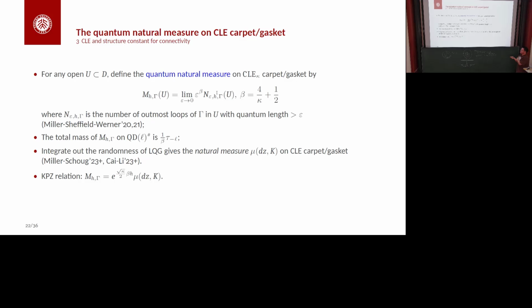And to define the natural measure, we just average over all the randomness of the field. Then we get some KPZ-type relation: the quantum natural measure is given by the field fluctuation with this particular exponent beta, times something called the natural measure. Then we can use the natural measure to sample points and define the Green function, as a definition of several points in the same CLE cluster.